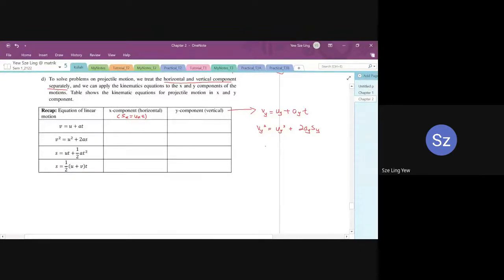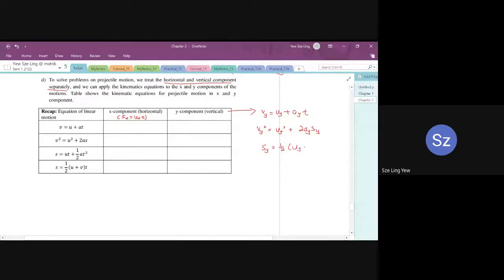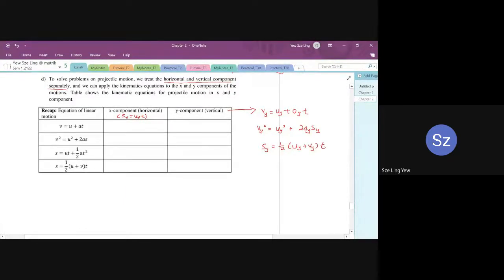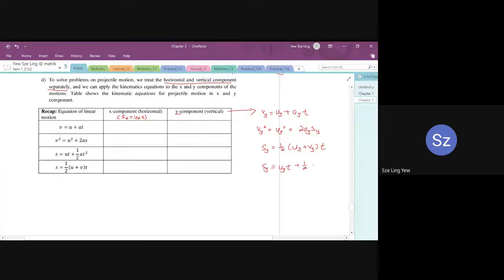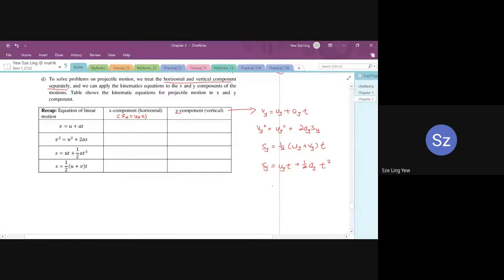And then Sy equals to 1 over 2 (uy plus vy)t. Now, if you notice, I put subscripts in all of them, because you can only use the information from the y component to find other information along the y component. All right, you cannot use information from the x component to find the information for the y component. That would be wrong. And then the last equation is Sy equals to uyt plus 1 over 2 ayt squared.